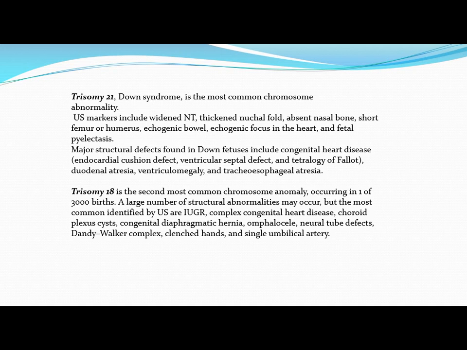Major structural defects found in Down fetuses include congenital heart disease, endocardial cushion defect, ventricular septal defect, and tetralogy of Fallot, duodenal atresia, ventriculomegaly, and tracheoesophageal atresia. Trisomy 18 is the second most common chromosome anomaly, occurring in one of 3,000 births. A large number of structural abnormalities may occur, but the most common identified by ultrasound are IUGR, complex congenital heart disease, choroid plexus cysts, congenital diaphragmatic hernia, omphalocele, neural tube defects, Dandy-Walker complex, clenched hands, and single umbilical artery.